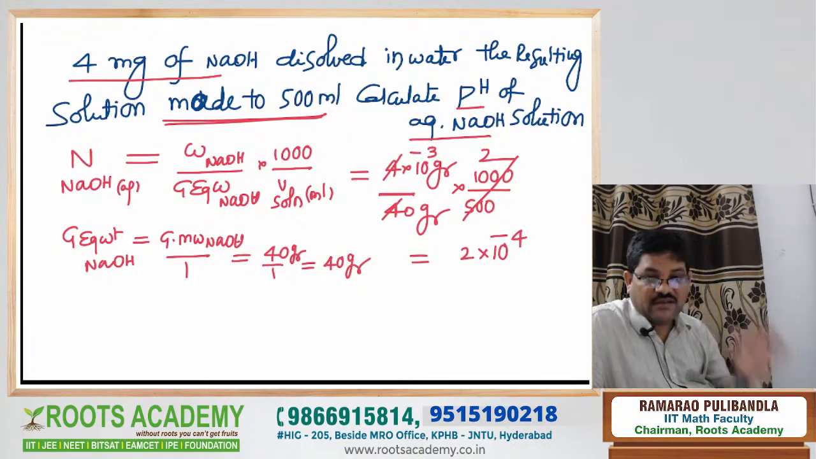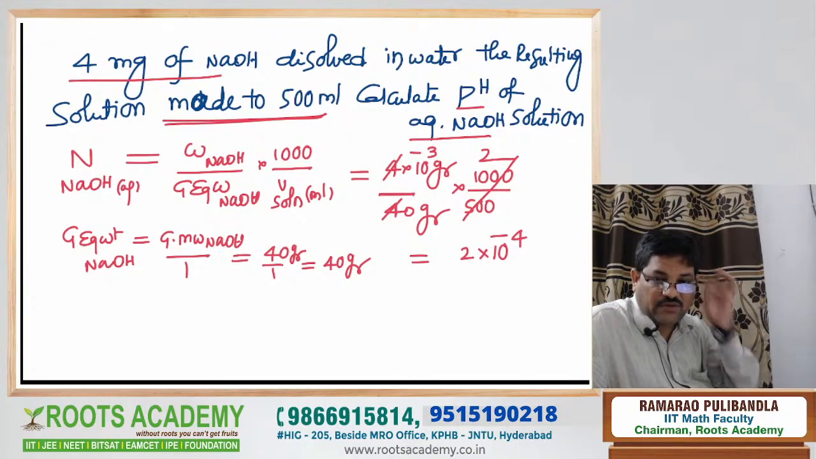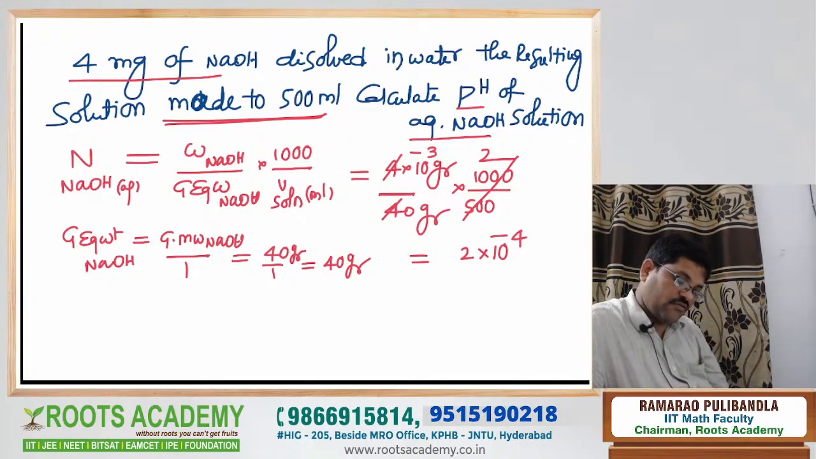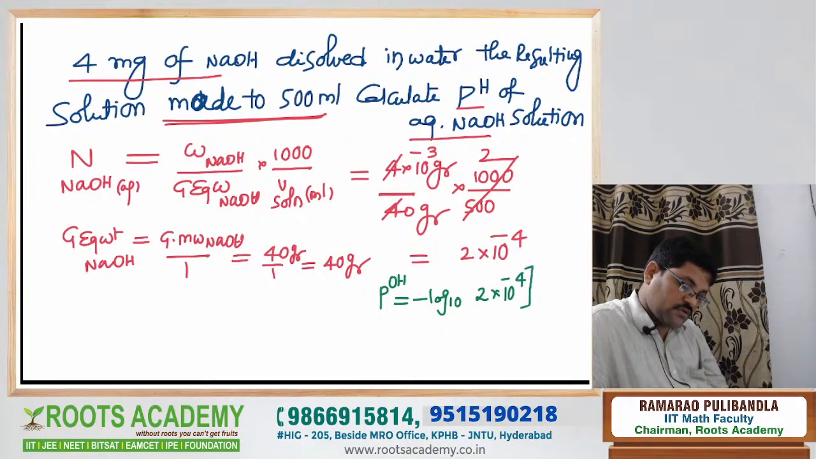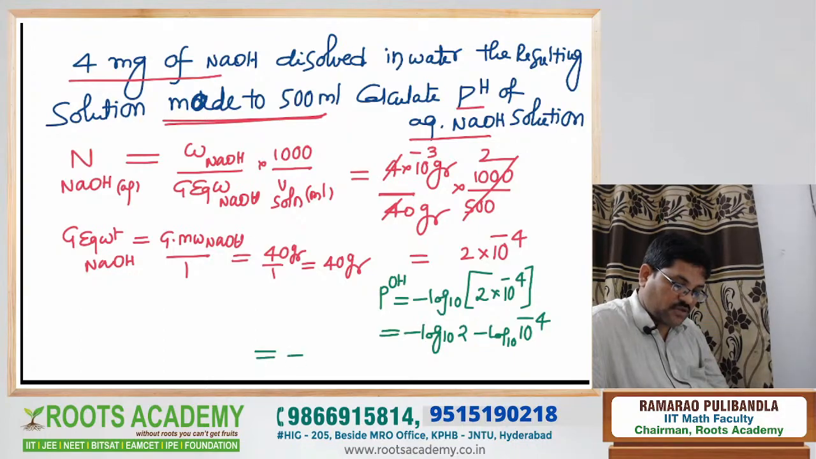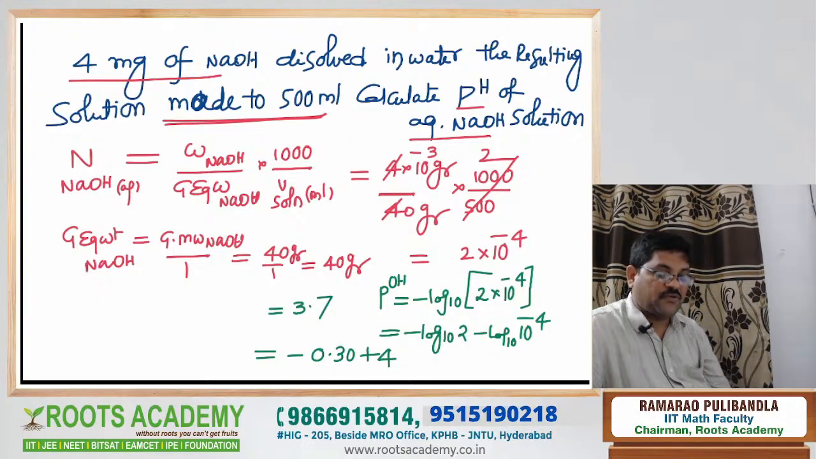Understood what I am saying? Yes, Nana. Nice, Anu. Thank you, Anu. Nice. Now, from that we have to find out pOH. pOH is equal to minus log to the base 10 of 2 into 10 power minus 4. So minus log 2 minus log 10 power minus 4. Minus log 2 is 0.30. This is plus 4. That is equal to 3.7. What is the pOH, students?